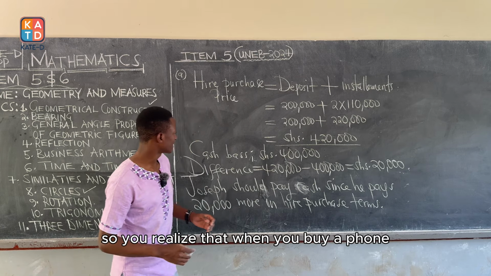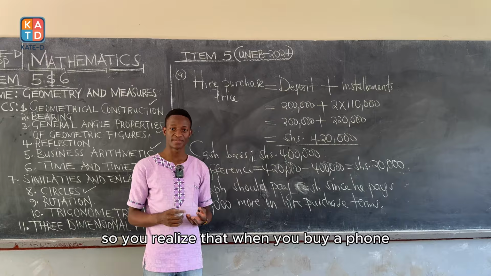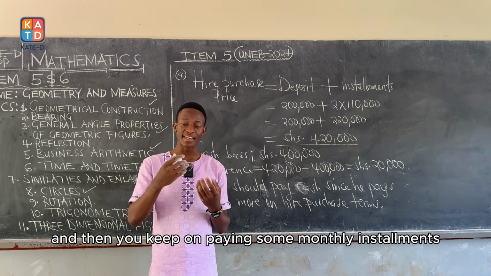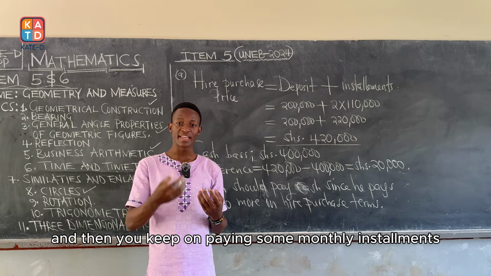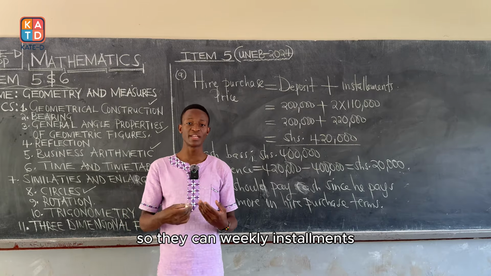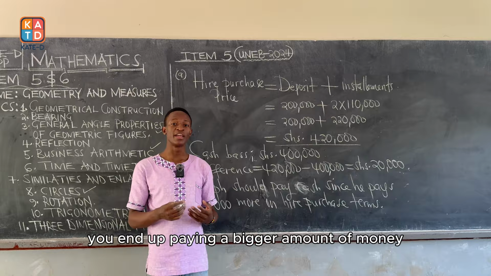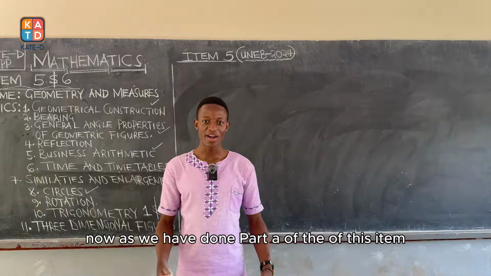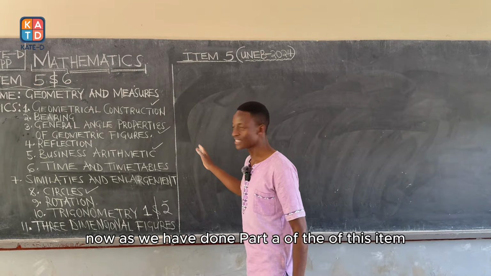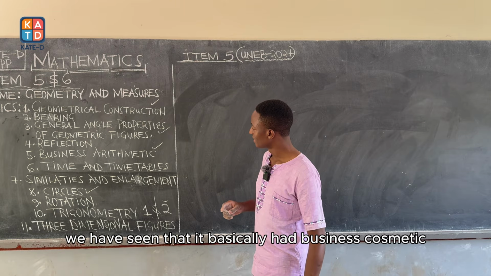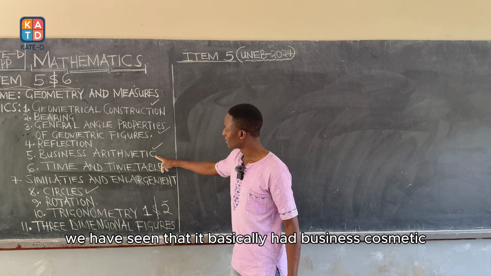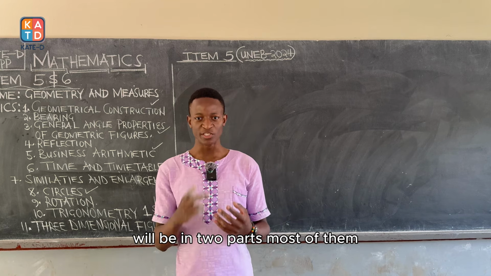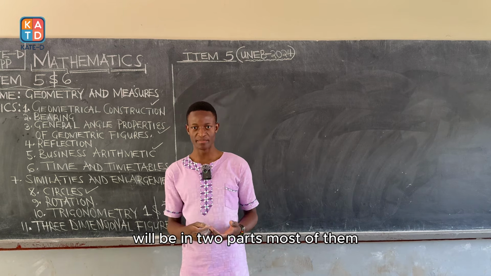So you realize that when you buy a phone on higher purchase, you pay some deposit and then you keep on paying some monthly installments, or they can be weekly installments, you end up paying a bigger amount of money than when you pay cash for that phone. Now, as we have done part A of this item, we have seen that it basically had business arithmetic. We say that most of these items will be in 2 parts, most of them, but not all.